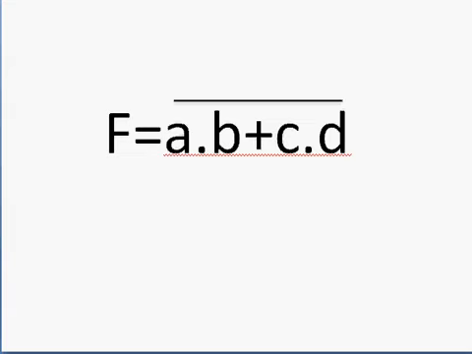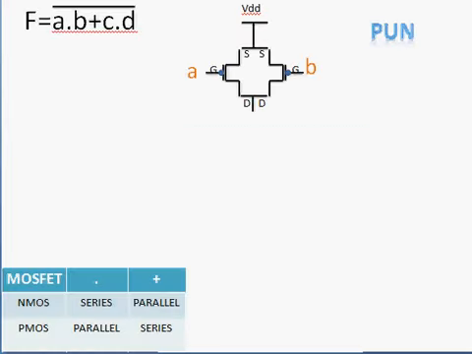Now in this video lecture we are going to implement this particular equation, F is equal to the complement of A dot B plus C dot D, with this bar. This bar plays a very important role. I will talk about this in a further lecture. Now consider this equation, F is equal to A dot B plus C dot D, and for your reference the table is given here.